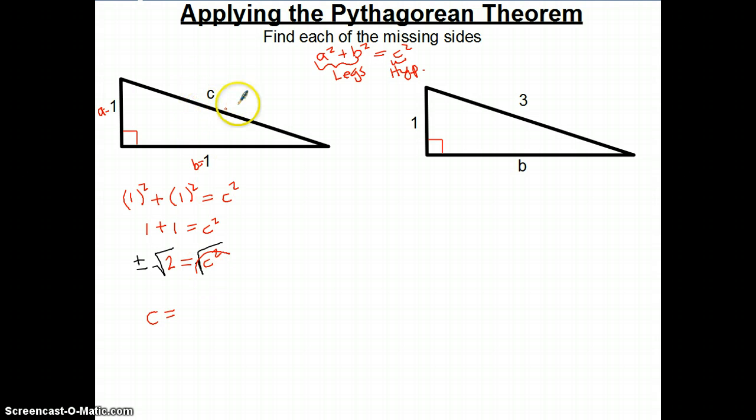However, C is talking about the length of a side of a triangle. So that negative really doesn't do us any good here. So C is just the positive square root of 2.